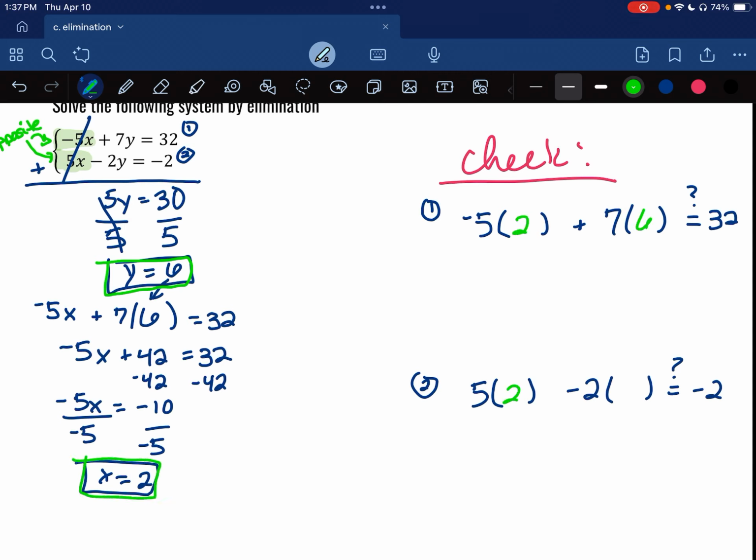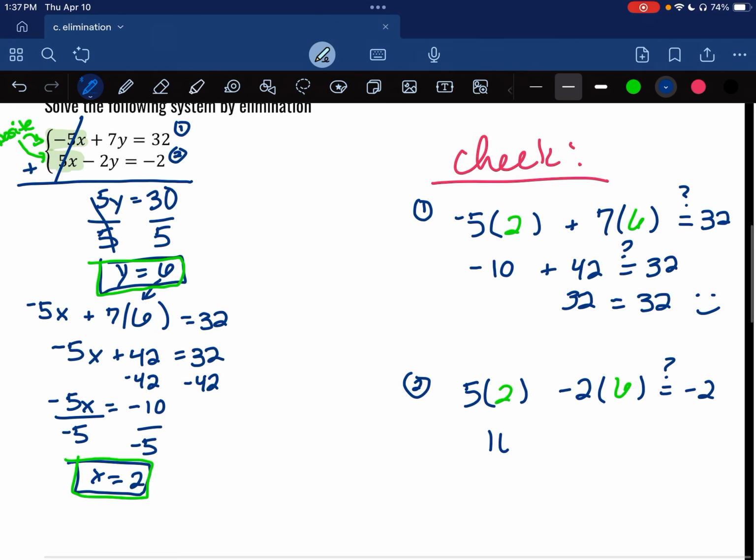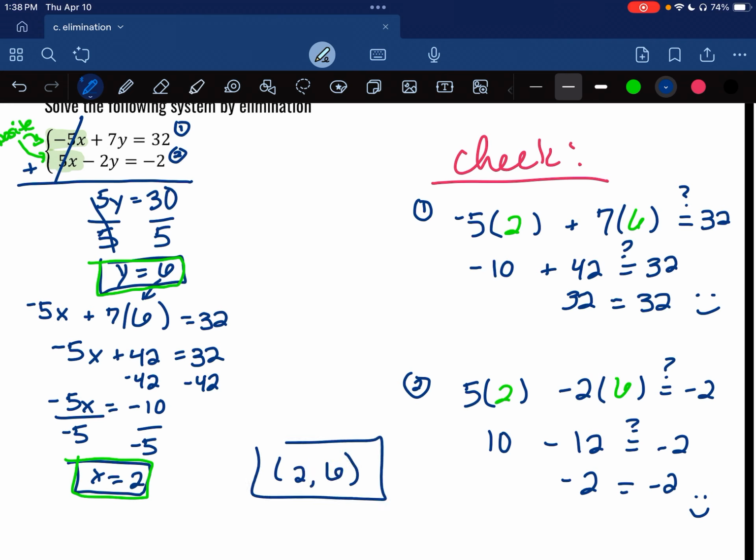And let's see what happens. This becomes negative 10 plus 42. And of course, that does add to 32 equals 32. So we know it works for this top equation, but we've got to check the bottom equation as well. So this will be 10 minus 12, and that is going to be negative 2 equals negative 2. Woo-hoo! So we know it works. Like I said, your teacher may be fine with you leaving your answers separate like that, or they may prefer an ordered pair. Just make sure you know whatever floats their boat.